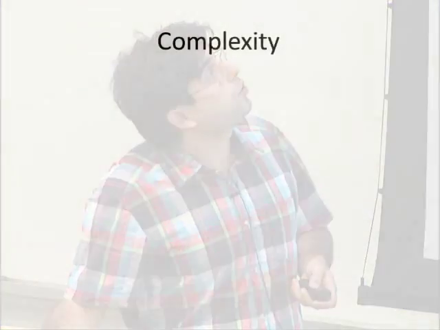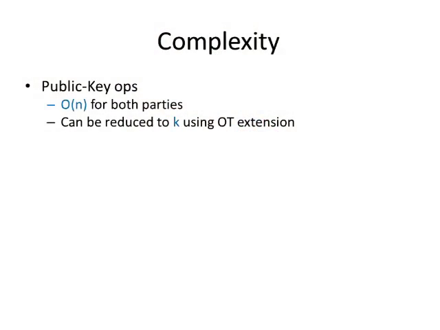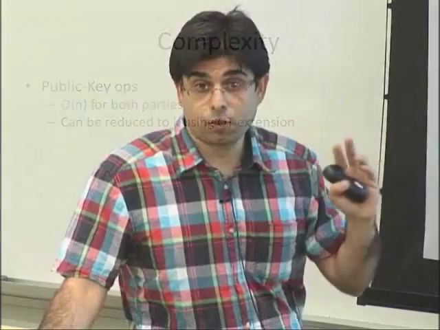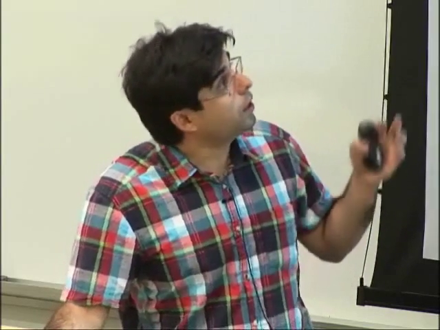Okay, so that makes sense how this works. So the complexity: the public key operations are O of n on both sides. So both the server and the client have to do O of n, where n is the input to the DFA. Using OT extensions, you can reduce it to only doing k public key operations, where k is your security parameter. So think 80.